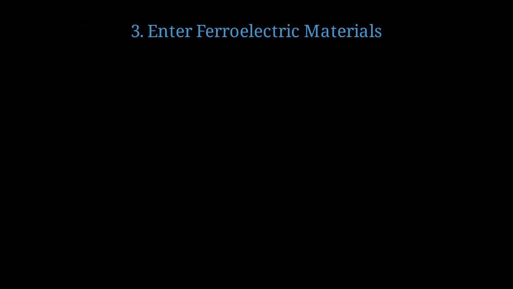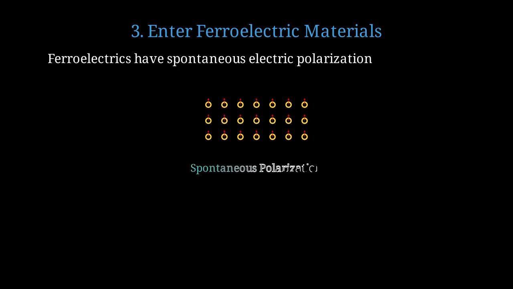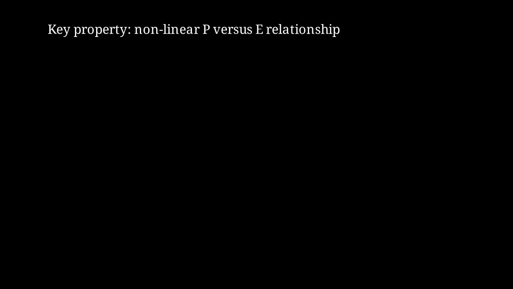Ferroelectric materials offer a radical solution through their unique polarization properties. Ferroelectric materials possess spontaneous electric polarization that can be reversed by applying an external electric field. Here we see a ferroelectric lattice with dipole moments aligned in one direction, creating spontaneous polarization even without external fields. Common ferroelectric materials include barium titanate, lead titanate, and hafnium oxide. The key property is a highly nonlinear relationship between polarization P and electric field E. This is the famous ferroelectric hysteresis loop, showing the S-shaped P versus E curve with memory effects.